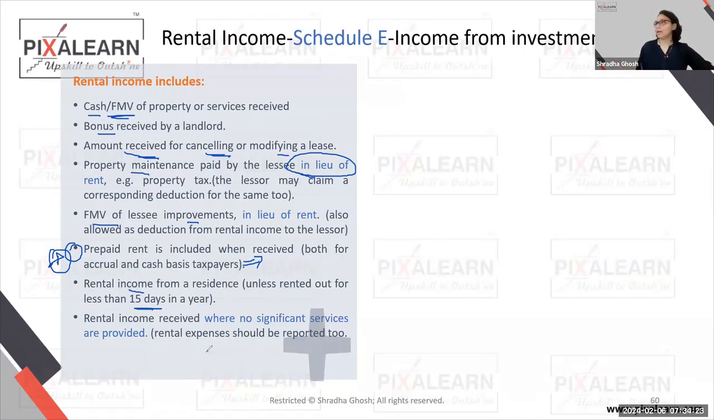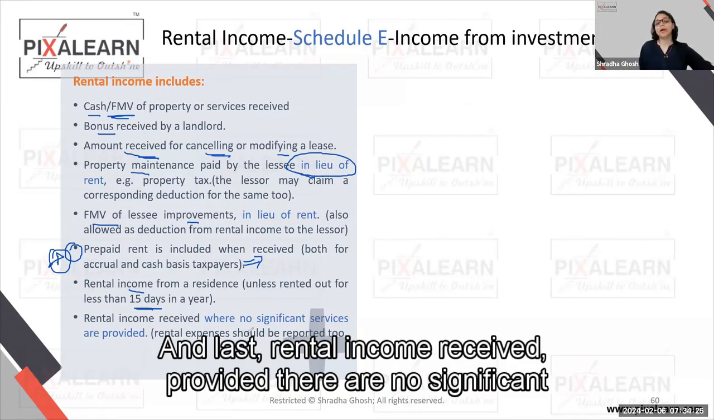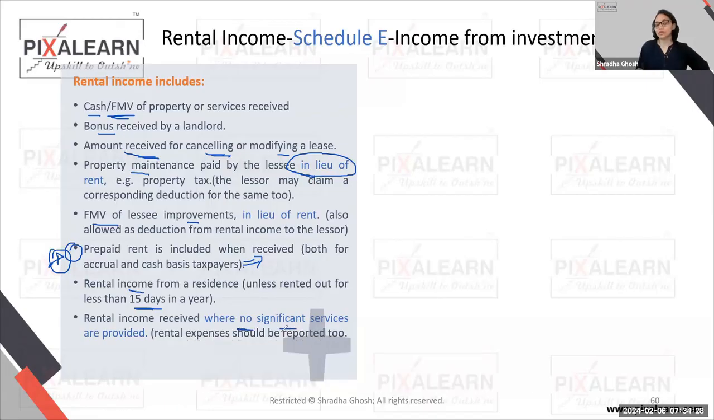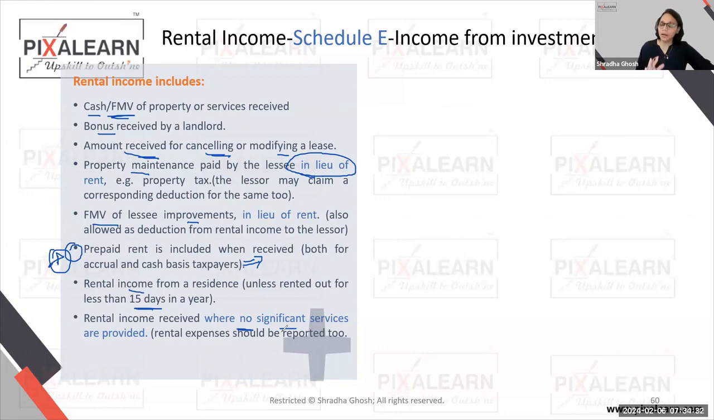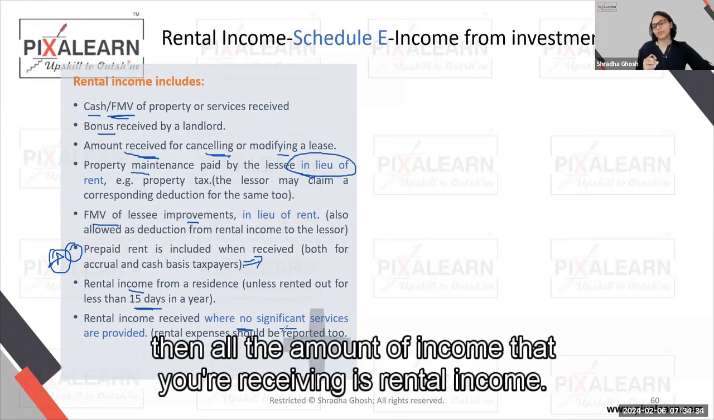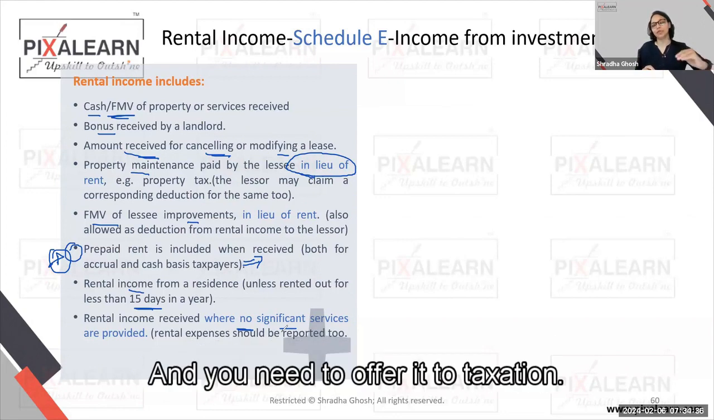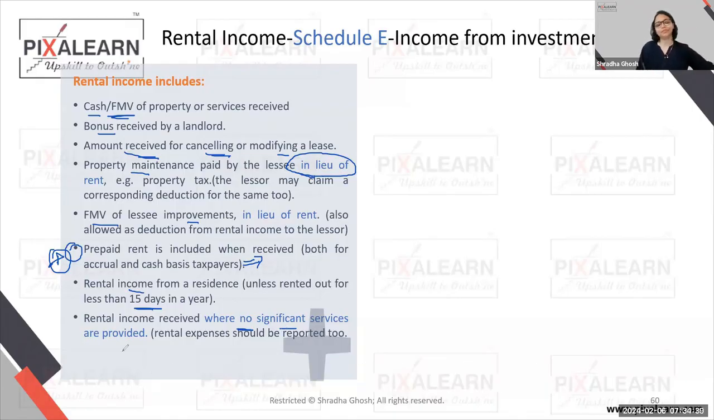Okay. And last, rental income received, provided there are no significant services. If there are no significant services, then all the amount of income that you're receiving is rental income and you need to offer it to taxation.